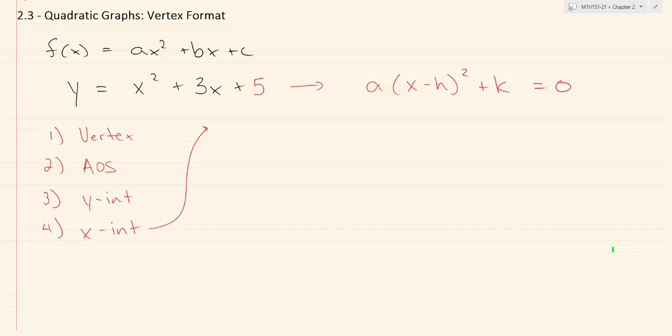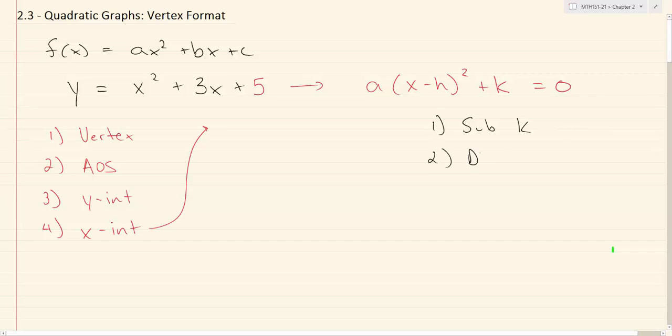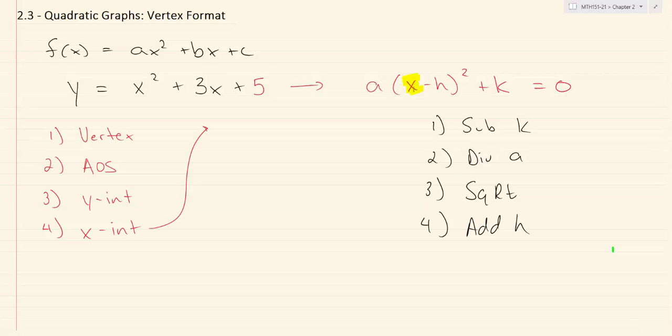And we said you could do it in 3 moves. Move number 1 was subtract k from both sides. Number 2 was divide both sides by a. Oh, actually 4 steps, sorry. Number 3 was square root. And then step number 4 was add h. So basically, you solve this equation for the variable x by moving everything over to the other side, and you can figure it out. Okay, so that's sort of where we left you off last week.